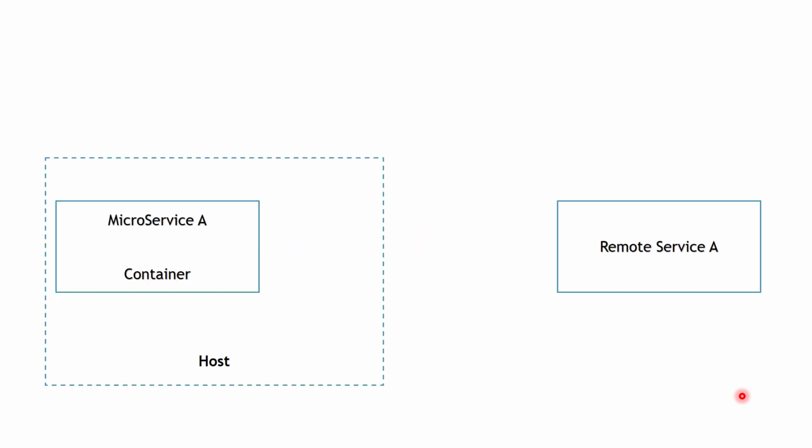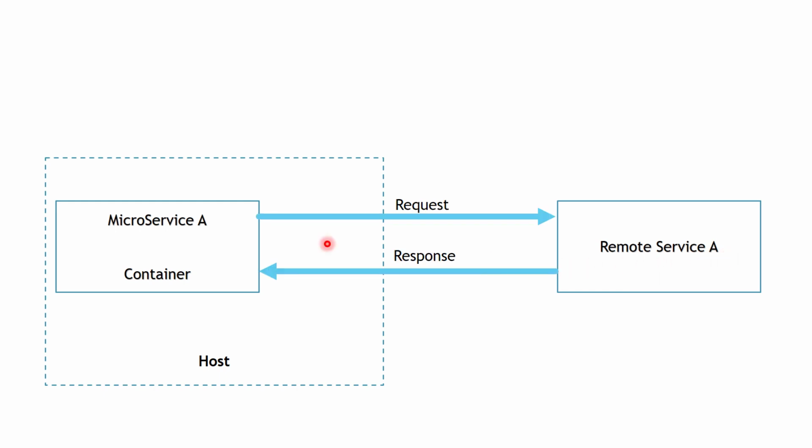Let's assume that our system is built on a microservices architecture, and it's hosted in containers. One of our microservices, let's say microservice A, wants to initiate a remote service call to a remote service A. So it's going to be as easy and simple as sending a request to the remote service and receiving a response back. And this is just the first step that we can implement, sending a request, receiving a response.